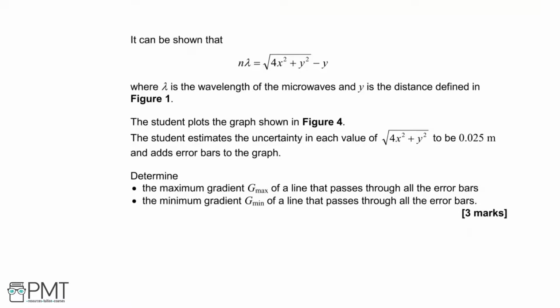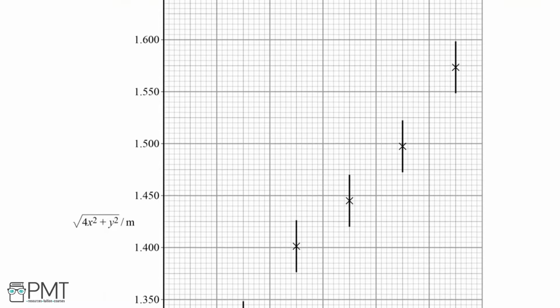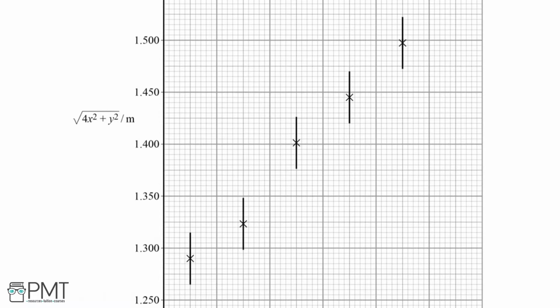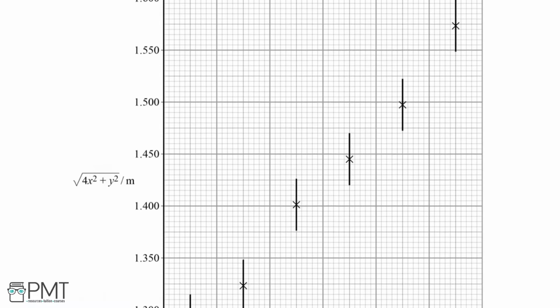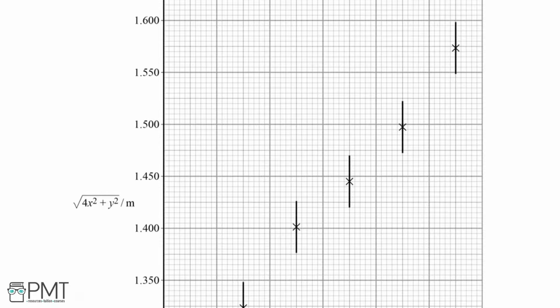So let's have a look at the graph. Now we have a set of plotted points here, all with error bars. What we're going to need to do is to plot a line with a gradient Gmin, and that is going to be the shallowest line that we can get while still remaining within all of the error bars on the points. The Gmax line is going to be the steepest line that we can get while remaining within the error bars. So let's draw those.